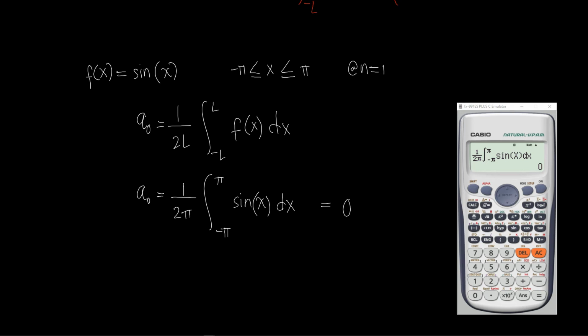Someone raised a hand? Yes, Jorol. What is L again? Given this period from negative pi to pi, that means your period is 2 pi. The distance from negative pi to pi is 2 pi. Since our definition of L is only half of the period, you divide 2 pi by 2, so L is equal to pi. Okay, sir, thank you.